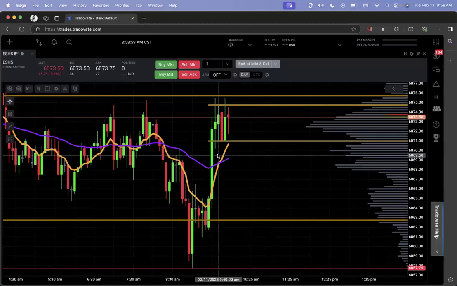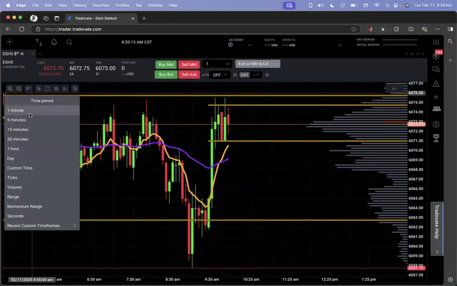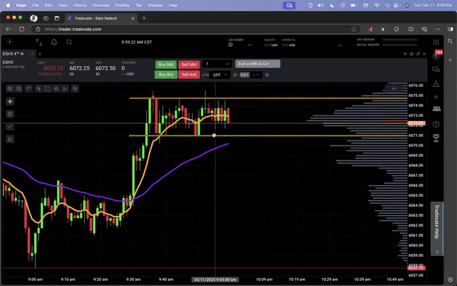About a minute left now. You got a minute left. If you're using TradeOvate, you should be able to see your timer, or your clock rather, on the top left side. You can see it down to the seconds. Anybody have any questions for me before the news breaks here? Any questions?